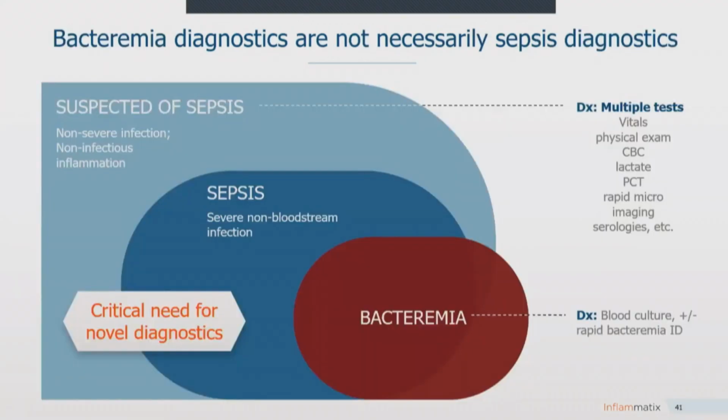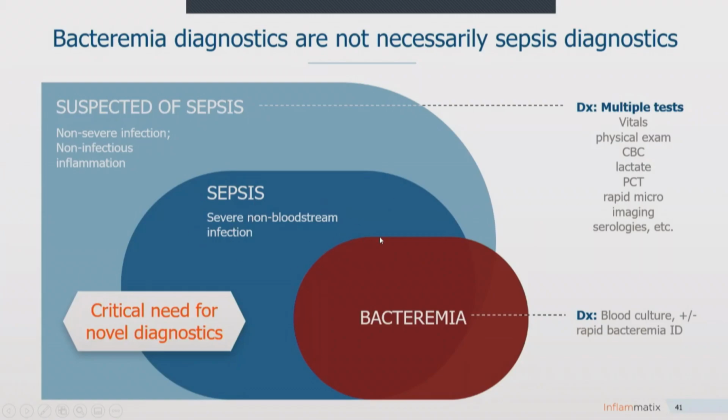When it comes to defining who has an infection, you heard a little bit earlier from Steve Opal about some of the benefits that are coming to bacteremia diagnosis. But we also know that the diagnosis of bacteremia is actually a minority of patients with sepsis. Most patients with sepsis have a severe non-bloodstream infection.